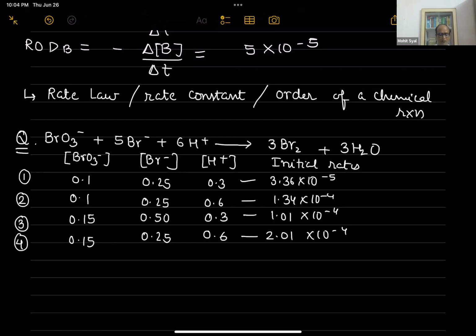Now you have to tell me what the rate law equation is. The concentration, what is the rate law equation? The reaction is first order with respect to BrO3 minus.